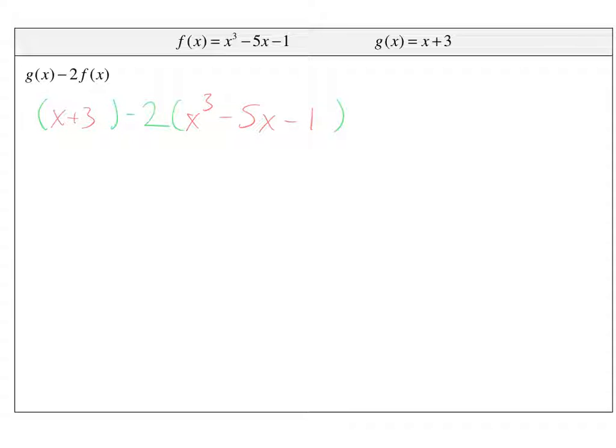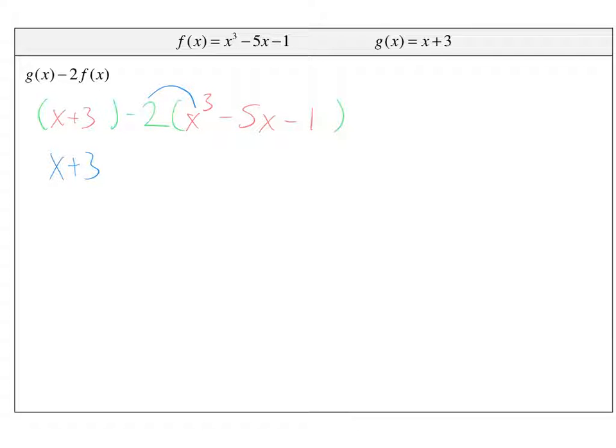In order to simplify, you're going to use 2 properties. One called the distributive property, and the other one called combining like terms. So the first thing we want to do is distribute this negative 2. I'm going to rewrite the front just because there's nothing multiplied by it. It's just kind of sitting there. So I'm going to rewrite that as x plus 3. And then I'm going to distribute this negative 2.